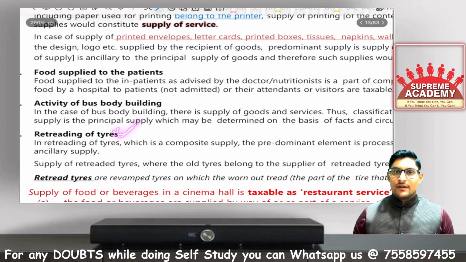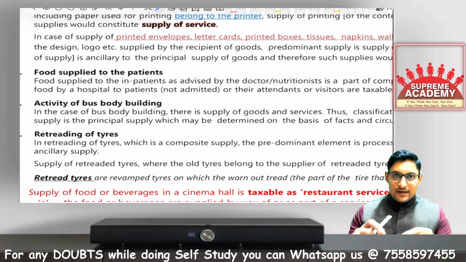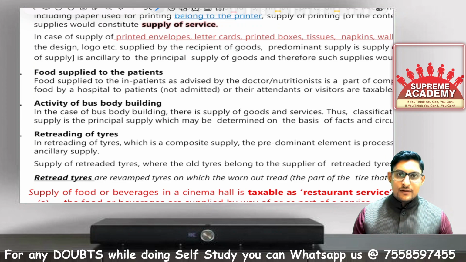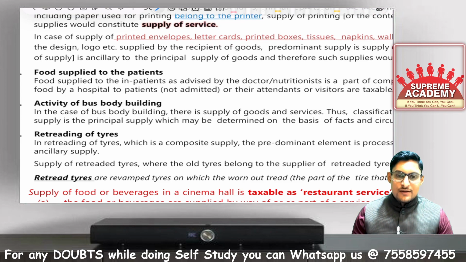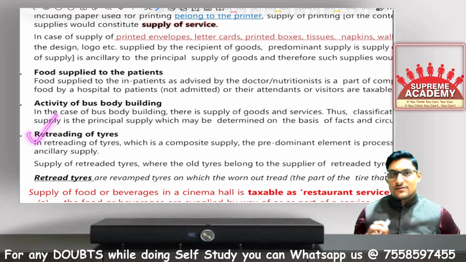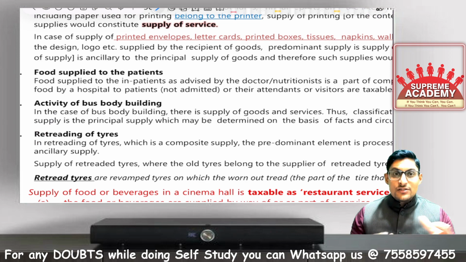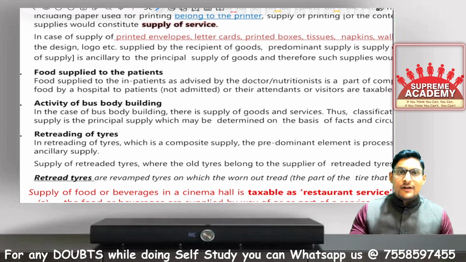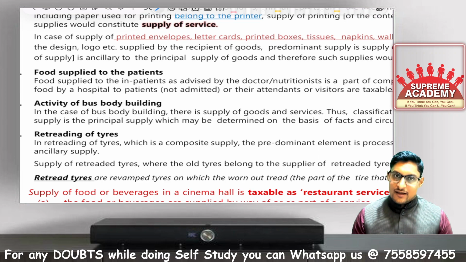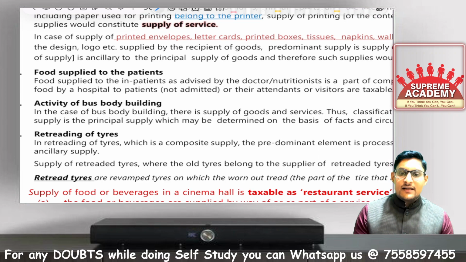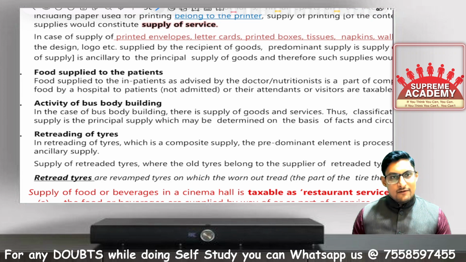Retreading of tires. Retreading means you are correcting the torn tire, the tire which is defective or damaged. For example, if there is a punctured tire, you retread it and reuse it properly. If the person has a business of selling retreaded tires, meaning he retreads the tire and sells it, then it will be a supply of goods.